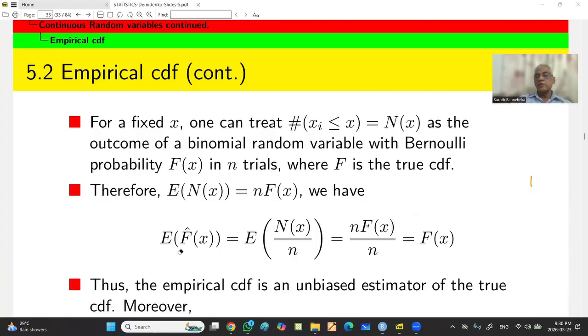So this is an important result: the expected value of the estimator is equal to the parameter. That practically implies that when you look at all possible values of F hat at x coming from different samples, some of them will be above F(x), and some of them will be below F(x) for this particular x.